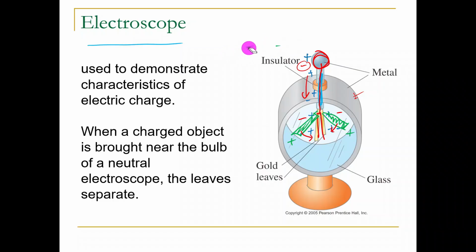Now, if I was to bring a positively charged rod over here, the positive charges would attract more of the electrons away from the leaves, and that would cause the leaves to separate even further because they would be more positively charged than they were before. So there's lots of different things that we can learn and discover with an electroscope.